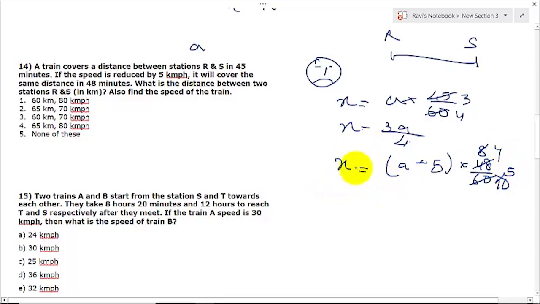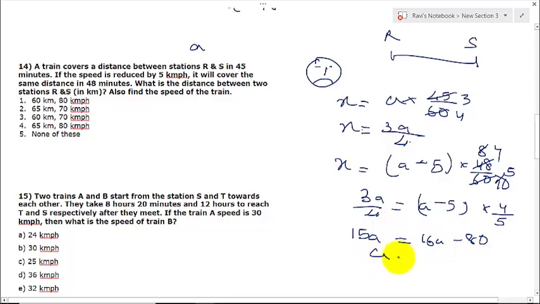So x is constant, so let us equate both values: 3a by 4 equals a minus 5 into 4 by 5. Now if you simplify, it will be 15a on one side and 16a minus 80 on the other. So a will be 80, so the speed is 80. Now let us find the value of the distance. You have to put 3 into 80 by 4, that is 20 into 3, that is 60. So the answer would be option 14.